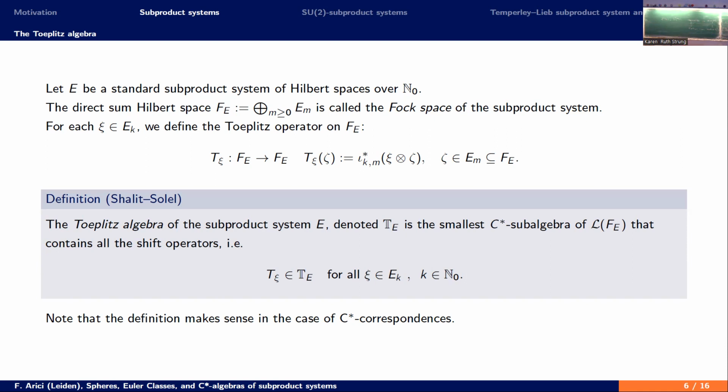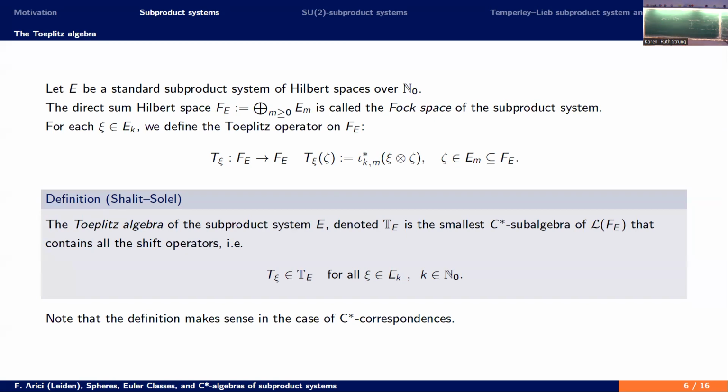Well, we just do what I did before. So we do compressions of the shift. We construct the direct sum Hilbert space, F(E). It's just the direct sum of all the single Hilbert spaces that appear in your subproduct system. We call it the Fock space.